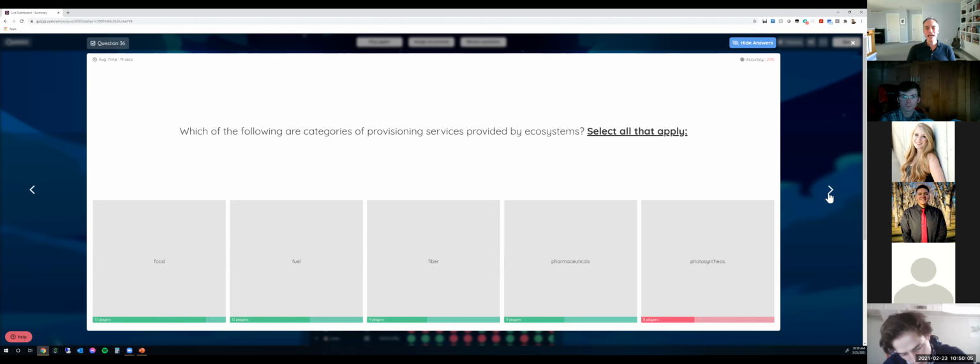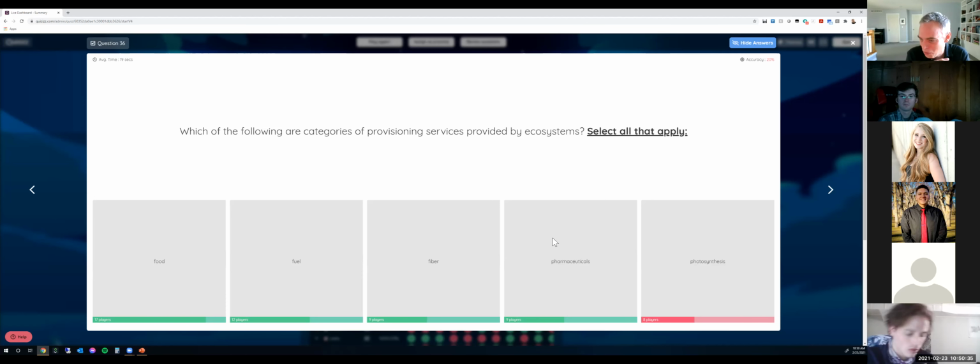Which of the following are categories of provisioning services provided by ecosystems? Right, so if you remember, the definition of provisioning services are ecosystem services that provide actual physical usable products that humans use. So examples of that were food, fuel, fiber, and pharmaceuticals. You can think of those as the 4 Fs, even though pharmaceuticals is PH, but it sounds like an F.